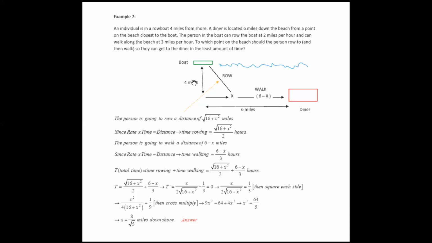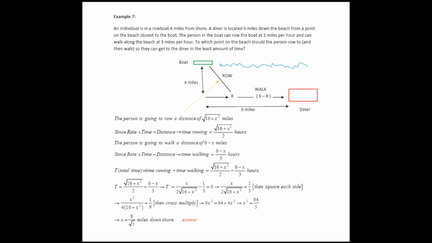So 4 squared, which is 16, plus x squared, added together, gives you this distance squared, but we want this distance. So it's the square root of 16 plus x squared. So this distance is the square root of 16 plus x squared. This distance is 6 minus x.